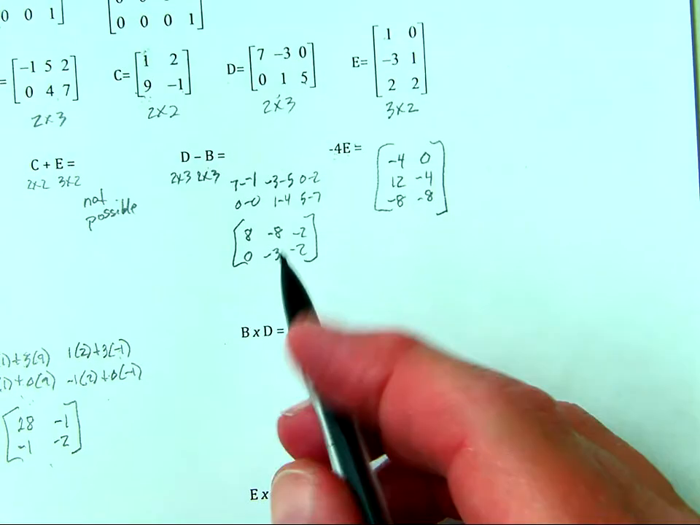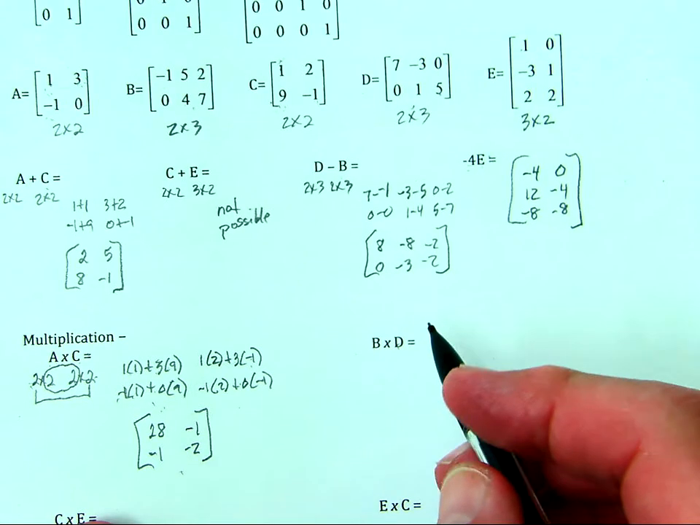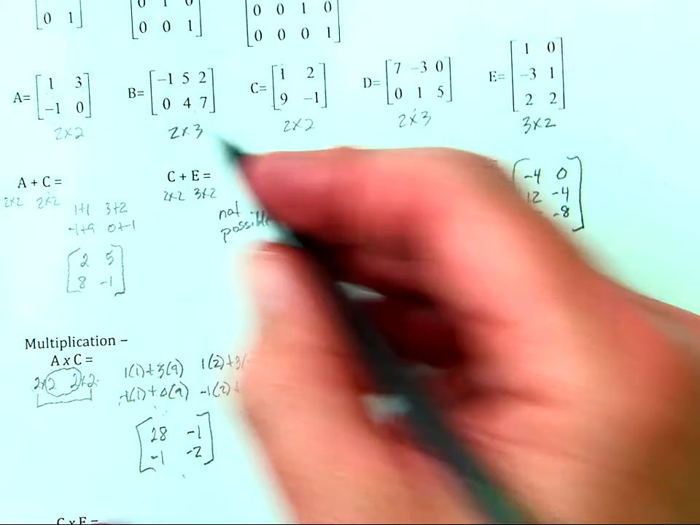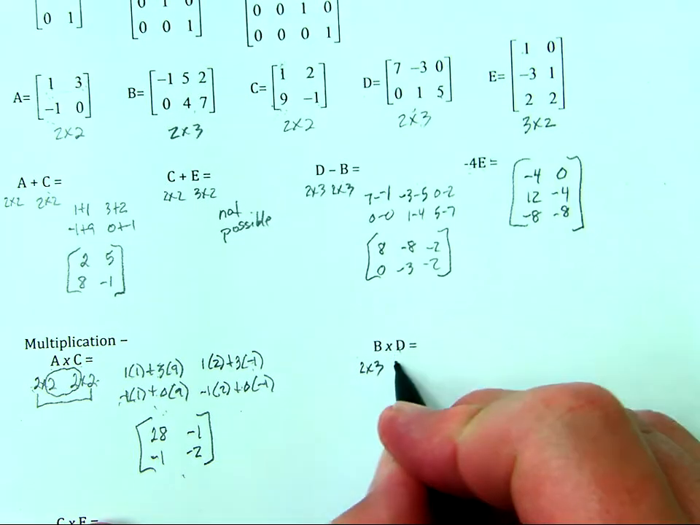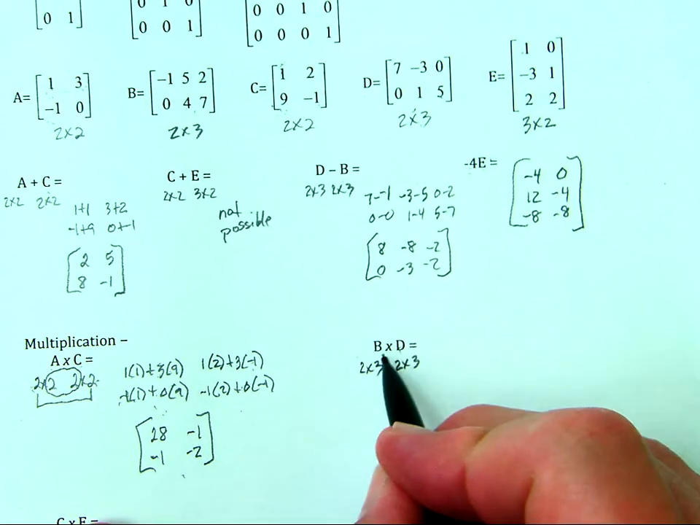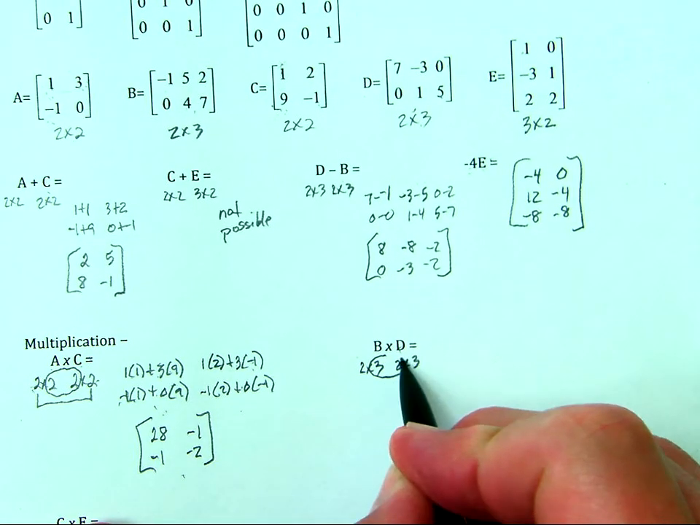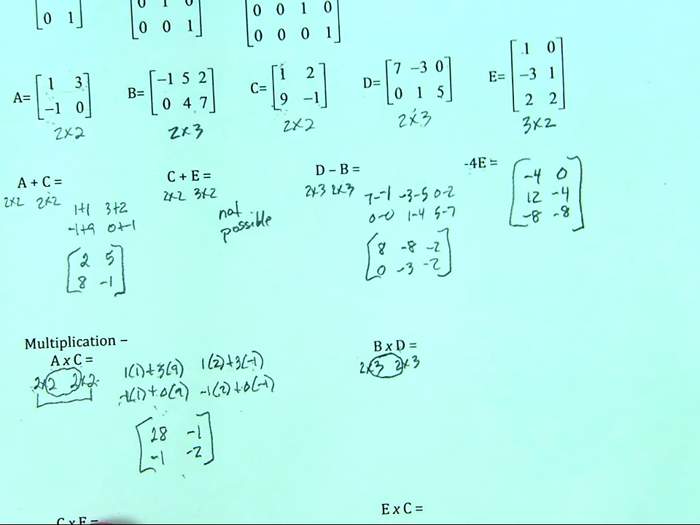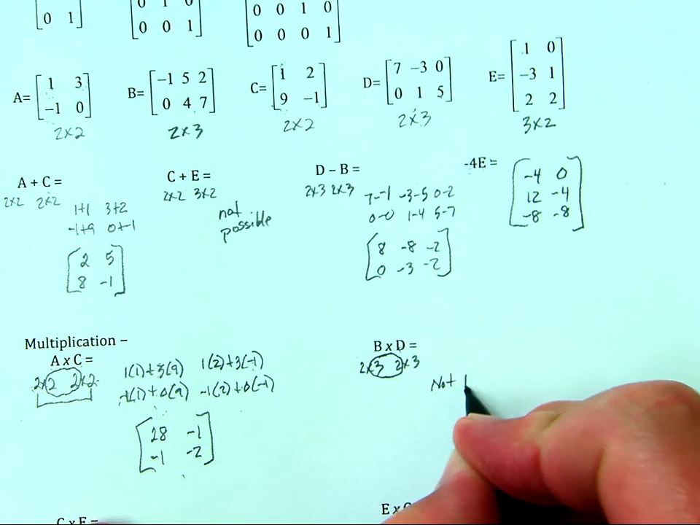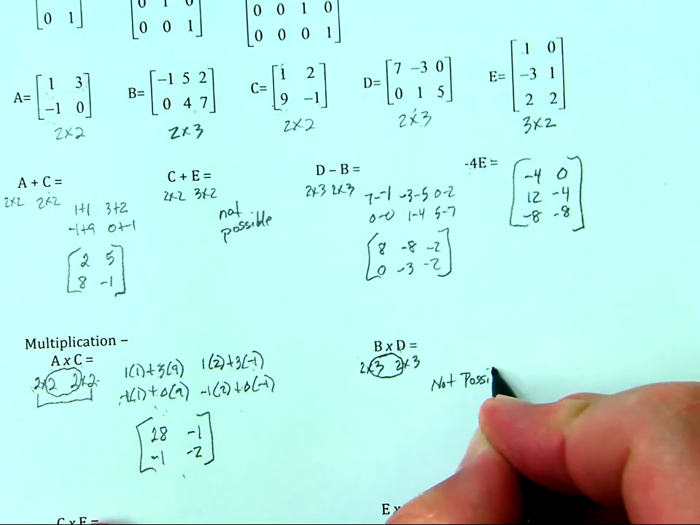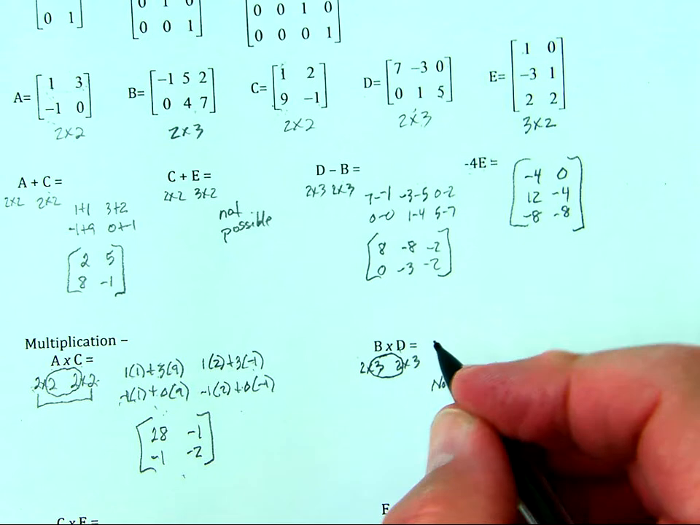Let's look at B times D. Again, the first thing you want to do is write down your dimensions. Well, B is a 2 by 3. D is a 2 by 3. So here they're alike. But now look at the middle two numbers here. 3 and 2. They do not match up, so we cannot multiply. This one's not possible. Even though they have the same dimensions, we can't multiply because those middle two numbers have to match.